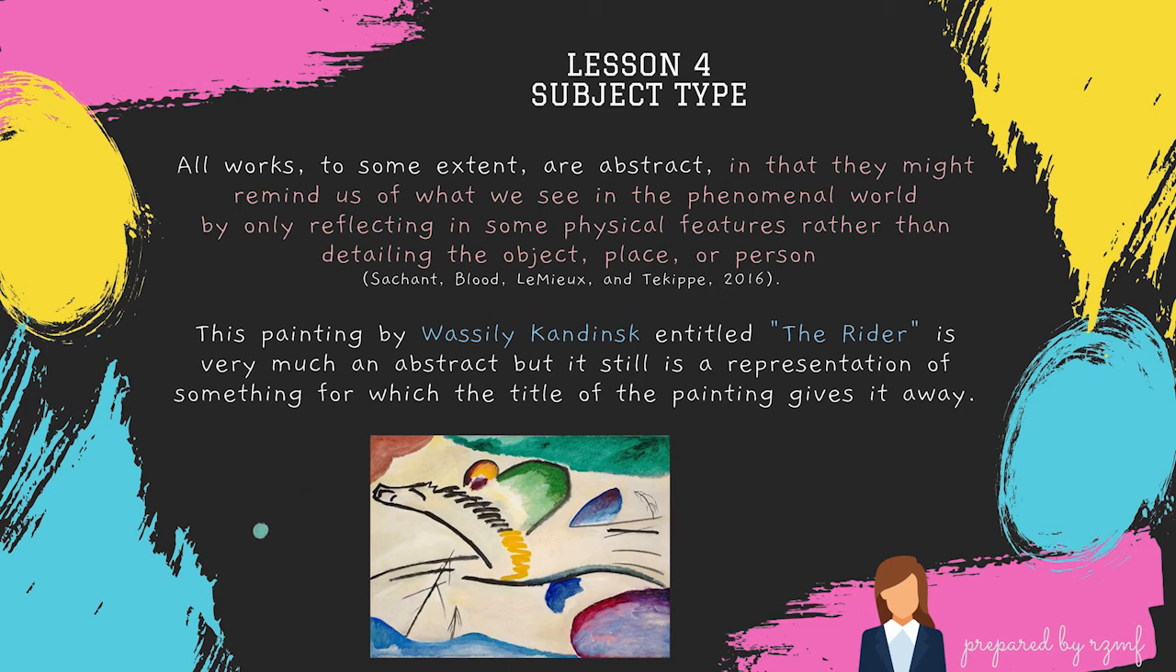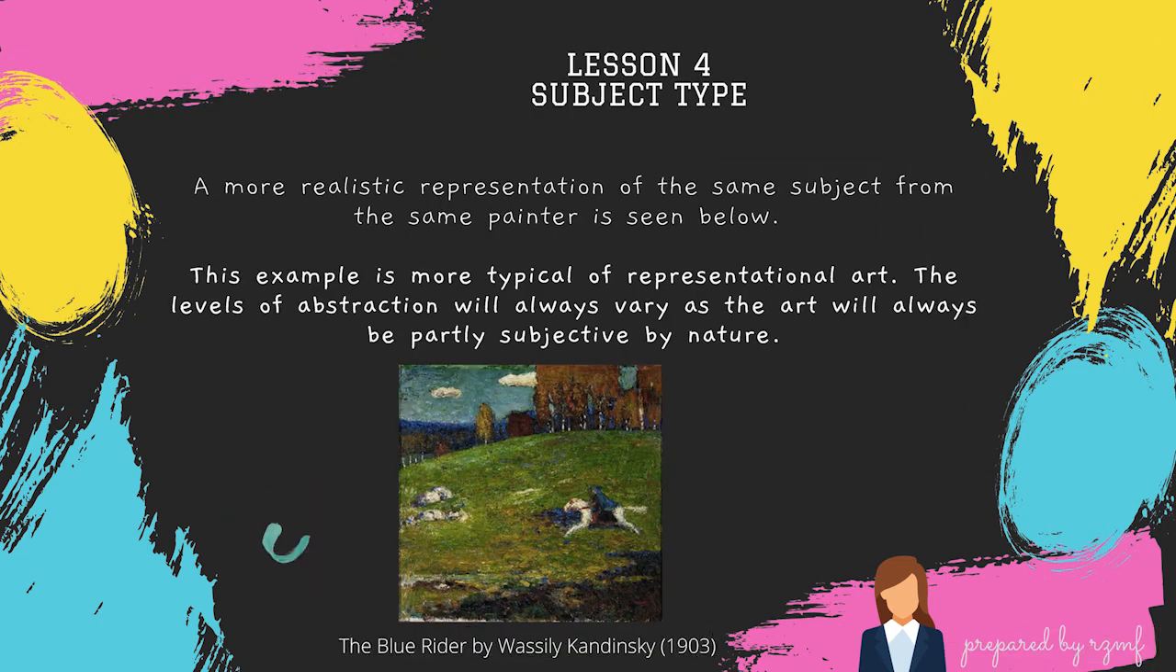Let us look at this example. This painting by Wassily Kandinsky entitled The Writer is very much an abstract, but it still is a representation of something for which the title of the painting gives it away. A more realistic representation of the same subject from the same painter is seen below. This example is more typical of representational art. The levels of abstraction will always vary as the art will always be partly subjective by nature.